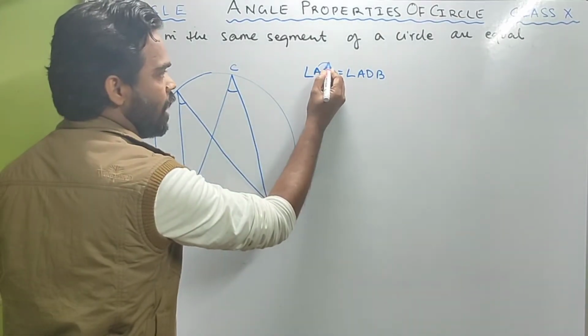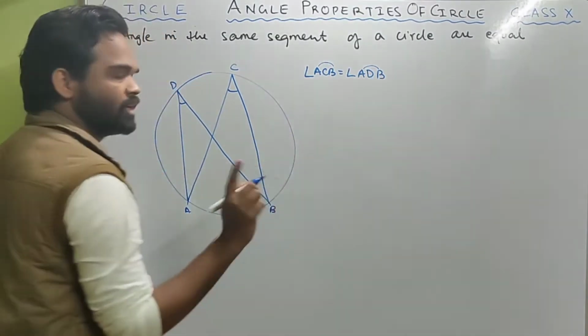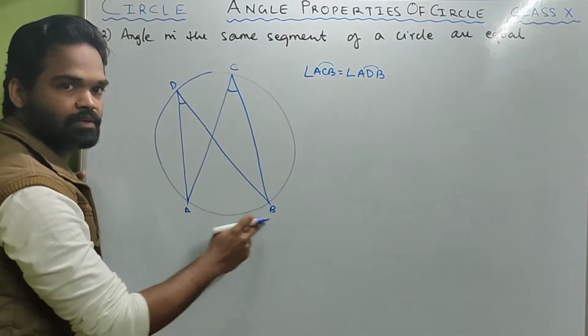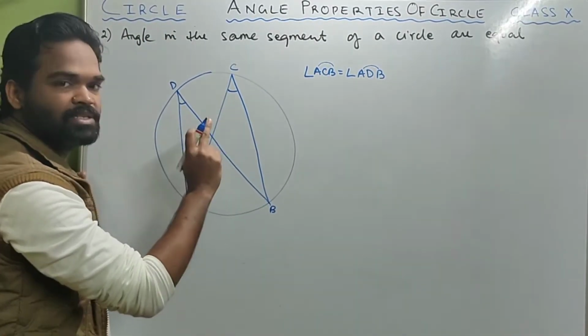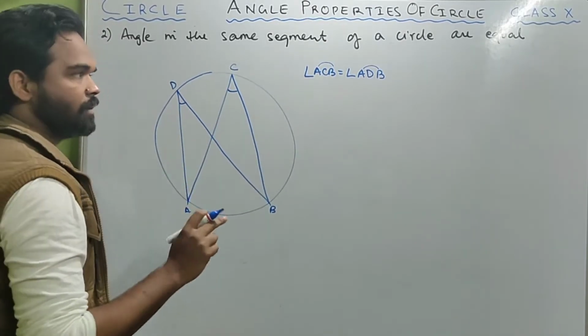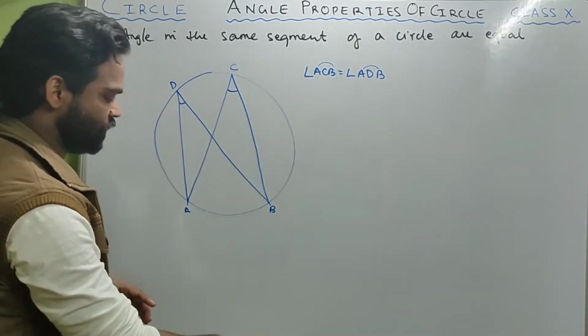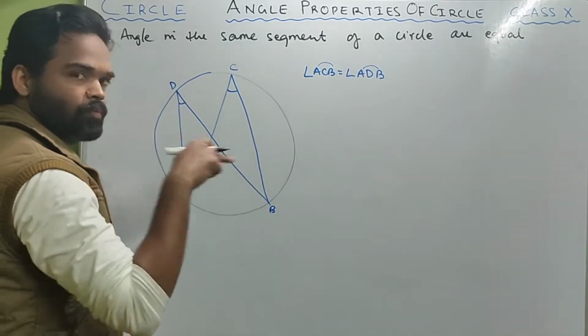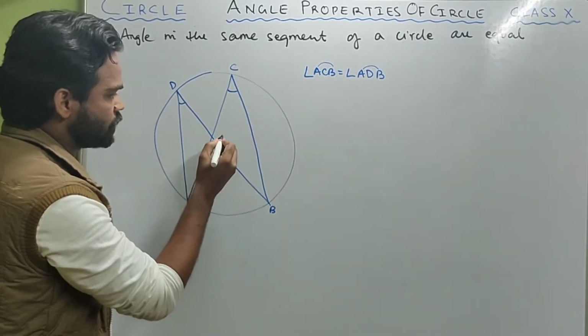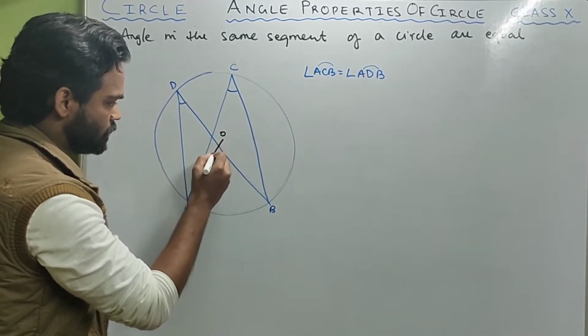See, the arc is AB in both the cases. Okay, it's fixed. Then only we can say same segment. So these two angles are the same. The proving, I think, is very simple. We have done the first theorem. Suppose this is your center.